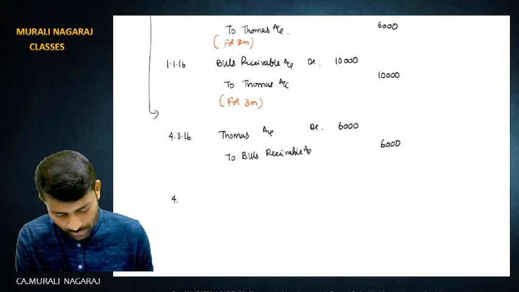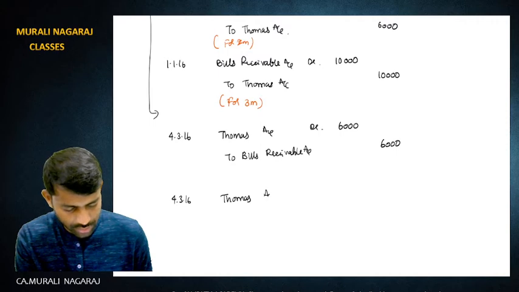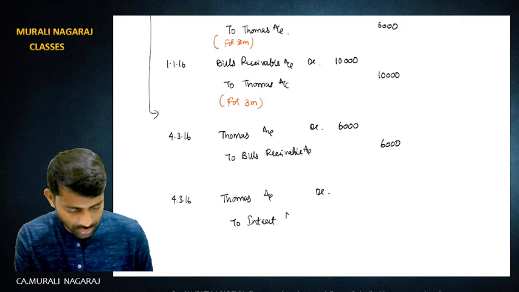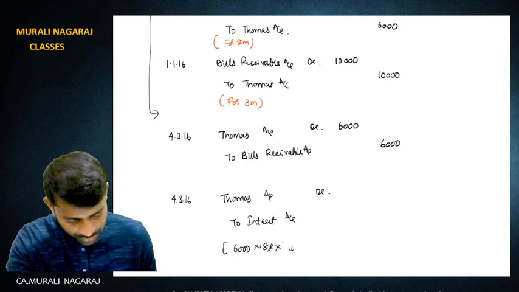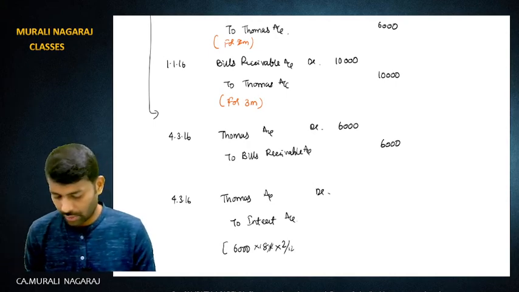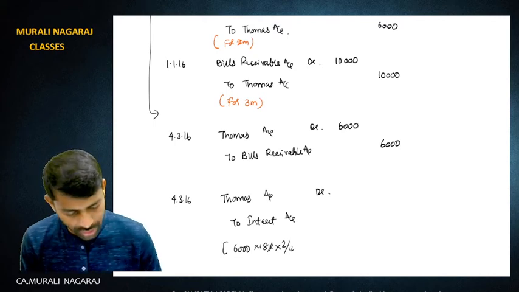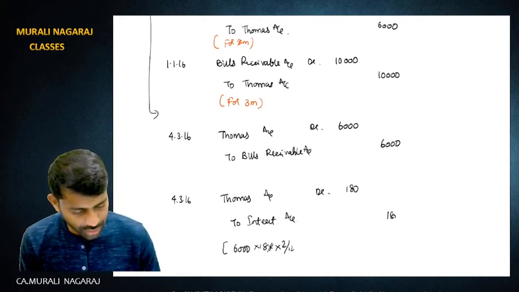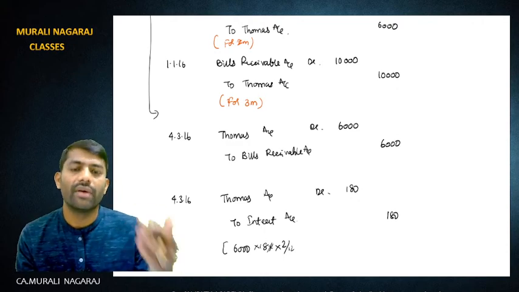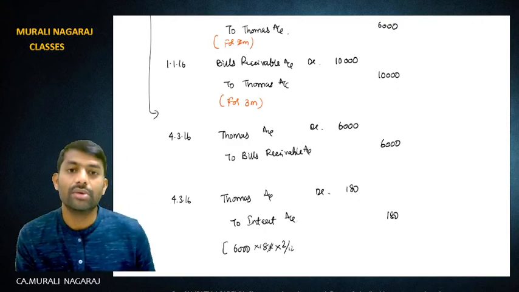So therefore, 4/3/16, Thomas account debit to interest account. So interest is my difference. It is 6,000 into 18% into 2 by 12, which amounts to 180. 180 rupees we have added to Thomas account. So Thomas account shows 6,180.